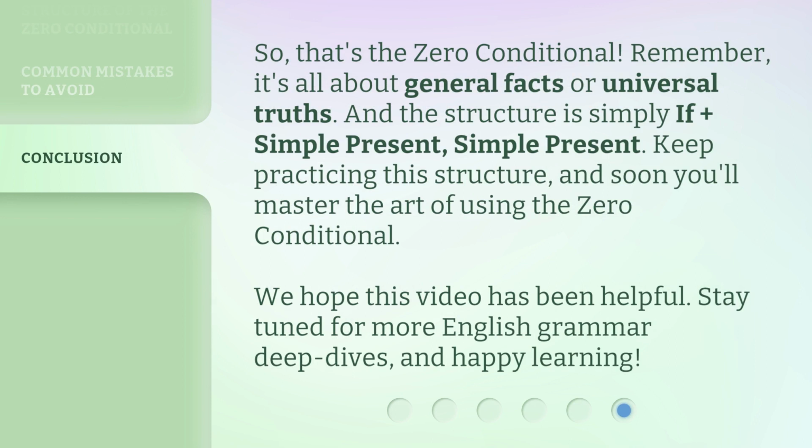So, that's the zero conditional. Remember, it's all about general facts or universal truths. And the structure is simply if plus simple present, simple present. Keep practicing this structure, and soon you'll master the art of using the zero conditional.